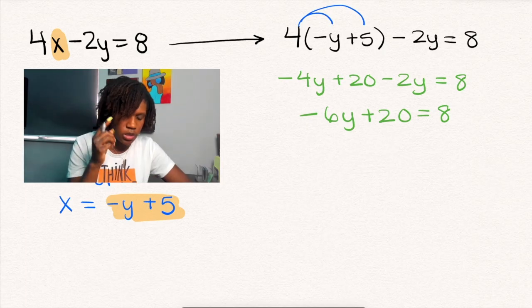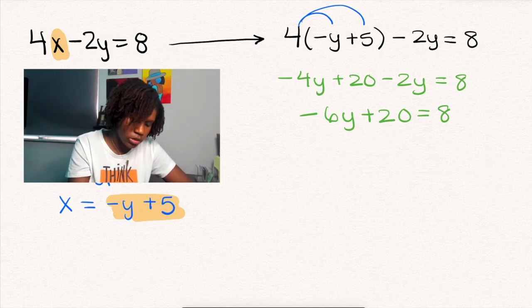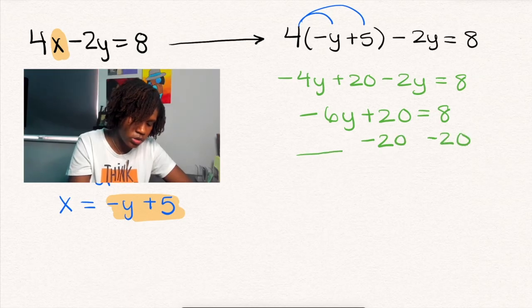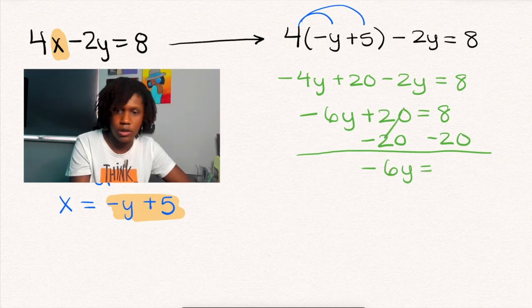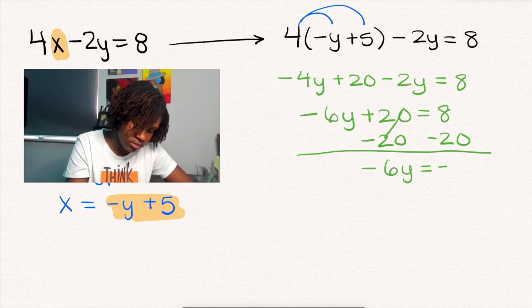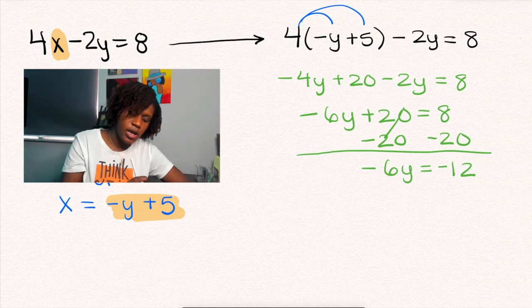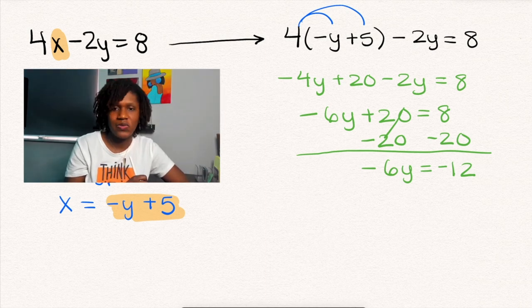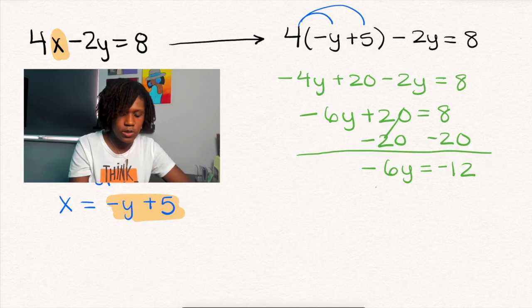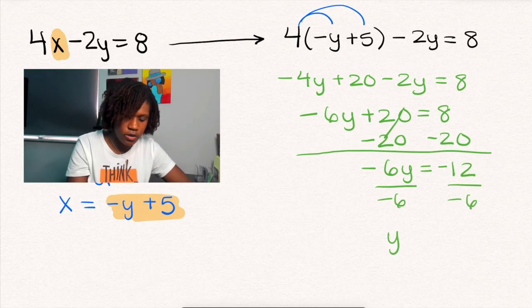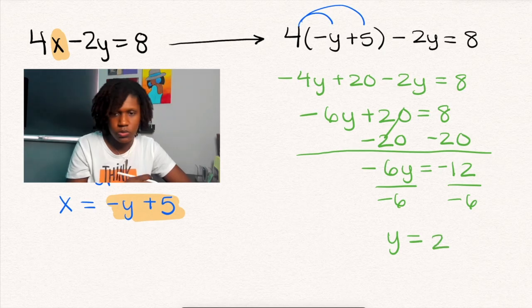Now, let's undo the plus 20. So we'll subtract 20 on both sides of my equation. And if you've got it from here, feel free to pause and keep going. See if we get the same thing in the end. Now I have negative 6y is equal to negative 12. And my last step would be dividing by negative 6 on both sides. I have found out that y is equal to 2.